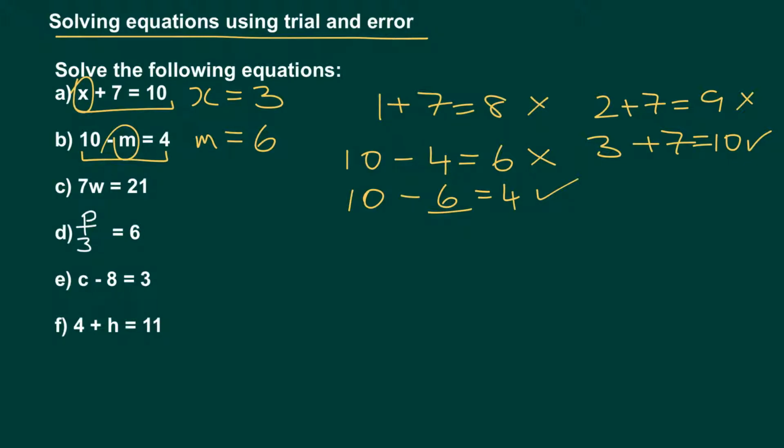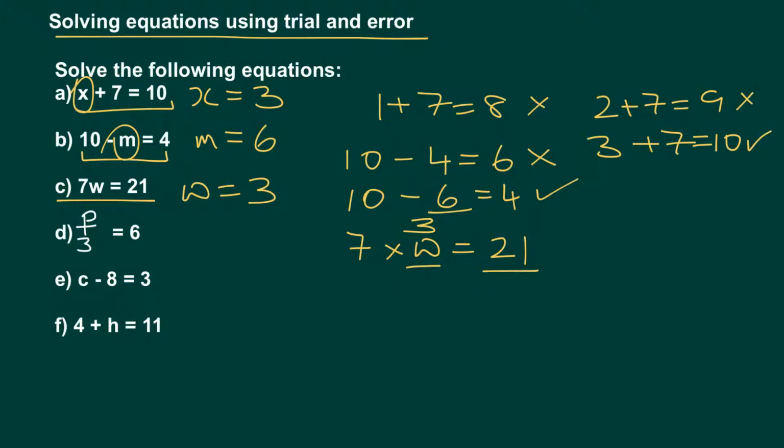7w equals 21 is part C. Now 7w, as we know, simply means 7 times w, because in algebra we don't use the multiplication sign. We simply write the number and the letter next to each other, just like we have in part C. Basically that just says 7 times w equals 21. So now we need to think of numbers that when multiplied by 7 will give us the number 21. I'm hoping that we are all aware of our 7's times table. 7 times 1 is 7, 7 times 2 is 14, 7 times 3 is 21. So in this case, w simply equals 3.